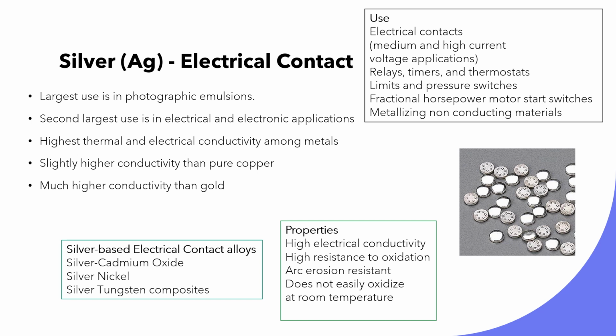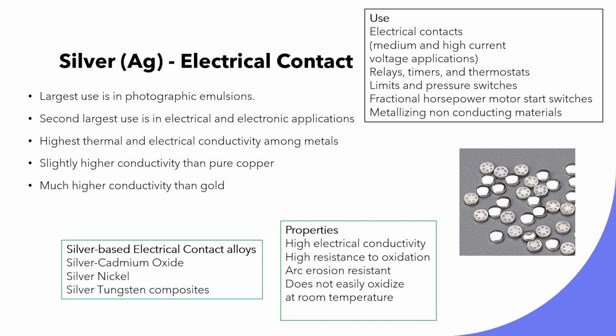Silver, your symbol is Ag, and we use them in electrical contacts like that. So those are not buttons, alright, those are silver electrical contacts. So largest use in photographic emulsions. Second largest use in electrical and electronic applications. Okay, this is under that.